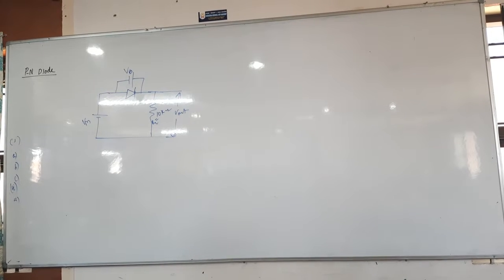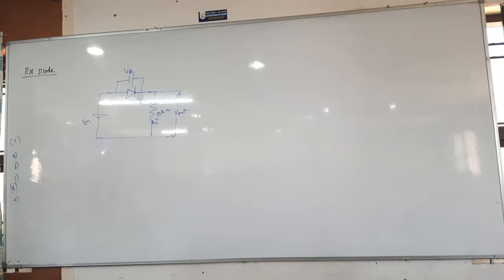Next question: if the diode is assumed to be ideal, then what will be the output voltage and the output current in the diode?